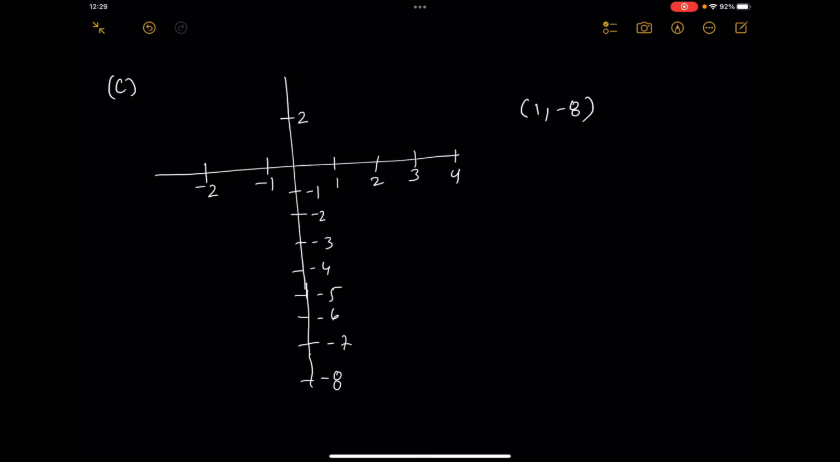So if we take that, this should be our vertex. Now we also know the h is nothing but our axis of symmetry. So our equation of axis of symmetry is x is equal to 1. Therefore we can draw a dotted line like this.